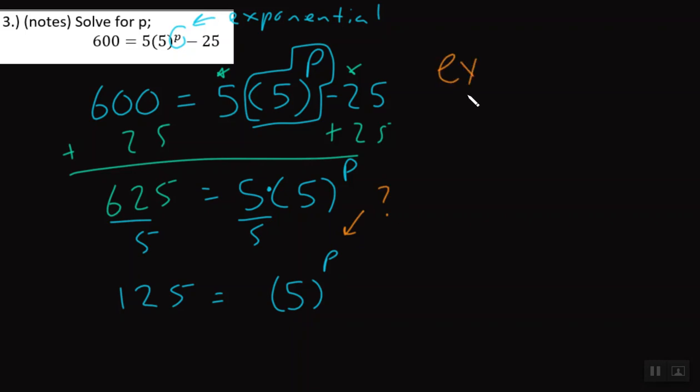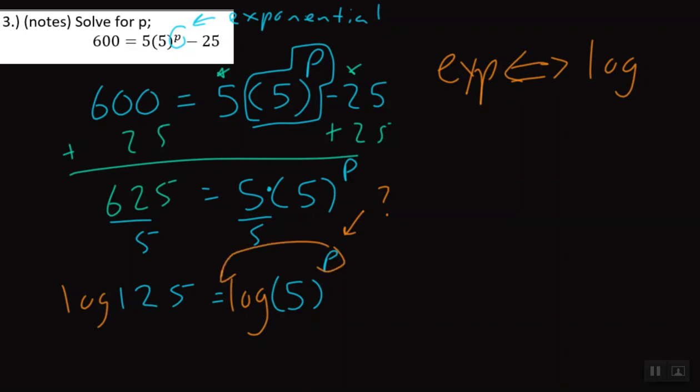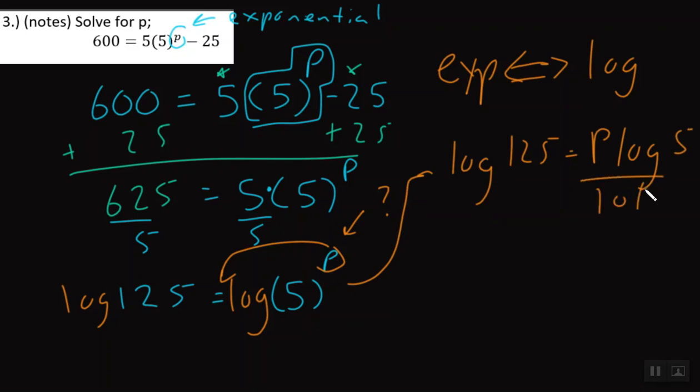Well, I know that the opposite of an exponent, the inverse function, is that of a logarithm. So here, we'll take the log of both sides, and when we do this, this p comes down in front. Okay, so what's this look like? It now looks like log of 125 is equal to p log of 5. And from here, I can simply divide both sides by the log of 5, and I can employ my change of base to rewrite this as p is equal to log base 5 of 125.